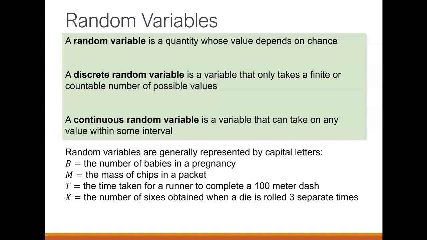T is the time taken for a runner to complete a 100-meter dash. Discrete or continuous? So there's only finitely many times that a runner could run a 100-meter dash in? No, right? That's continuous. If your clock is accurate enough, you can get as many decimals as you want on that. Let's say X is the number of sixes obtained when you roll a die 3 separate times. That's discrete, right? What are the possible outcomes there? 0 sixes, 1 six, 2 sixes, or 3 sixes? Everybody agree? All right. We just did that.